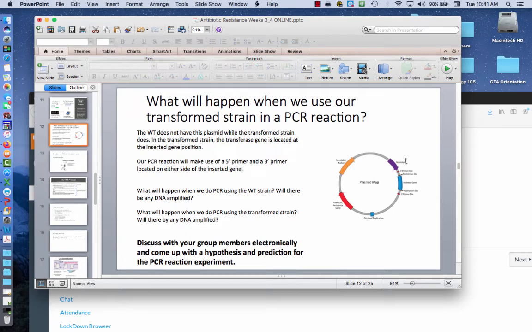All right, you need to think about this. Think about the genetic makeup, knowing that the transformed strain has a plasmid with the transferase gene there in this blue region, and knowing that the wild type lacks this and does not have this plasmid at all. Discuss with your group members electronically and come up with a hypothesis and prediction for the PCR reaction experiment. Think about it. What will you see on the gel? Will there be DNA amplified in the wild type strain? Will you see anything on the gel? Will there be DNA amplified in the transformed strain?